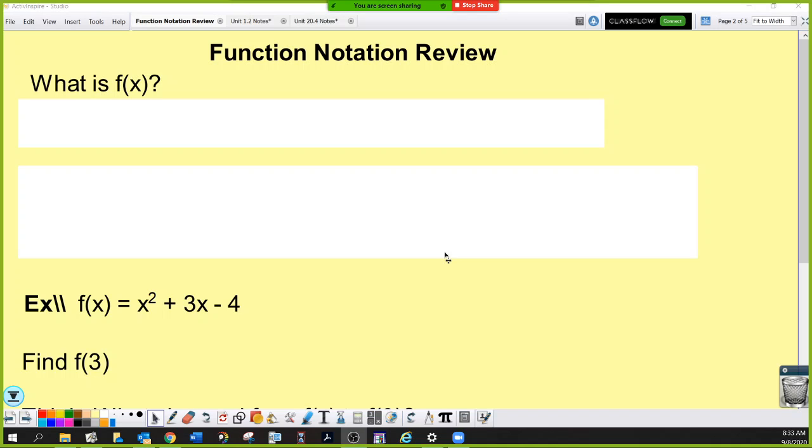So what is f of x? Now, I've kind of already clued you into this, and I told you that it's just a fancy way of naming your y values, but there's more to it than that.